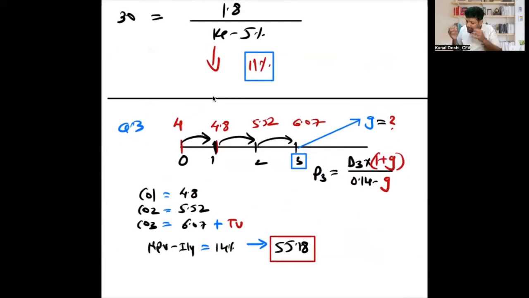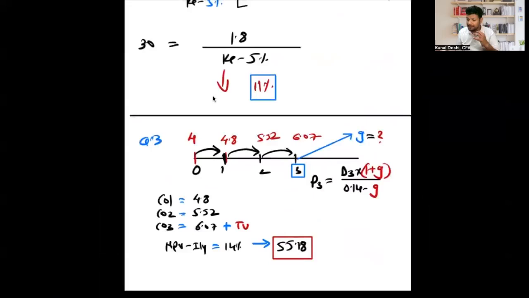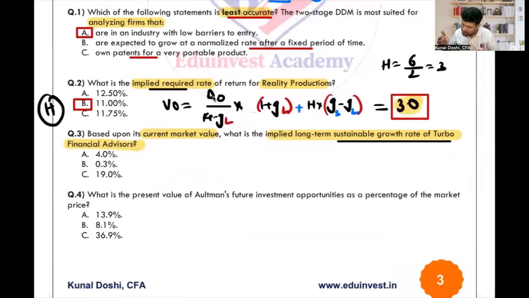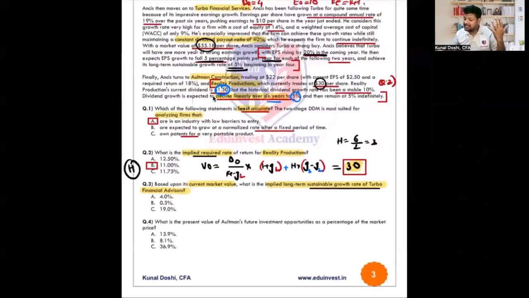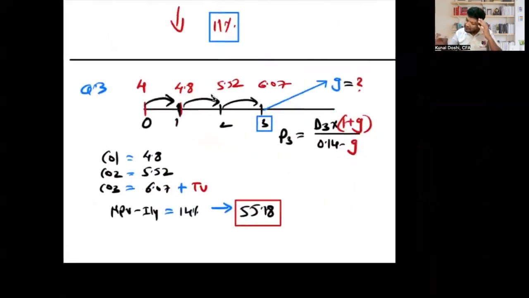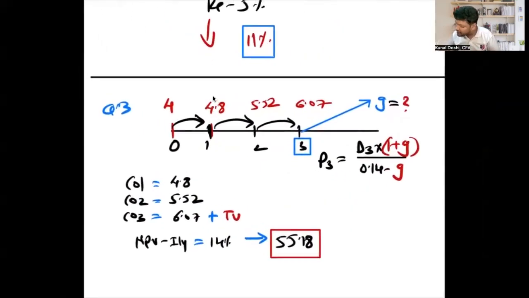Now we have to look at what growth rate will give me this value. Remember, the long-term growth rate cannot be more than 14%, isn't it? So all of the numbers are below 14%. No, the first two only. So either it is 4% or it is 0.3%. Am I correct? It cannot be C because K minus G cannot be negative. We'll first try trial and error with 4%. Let's assume the long-term growth rate is 4%.